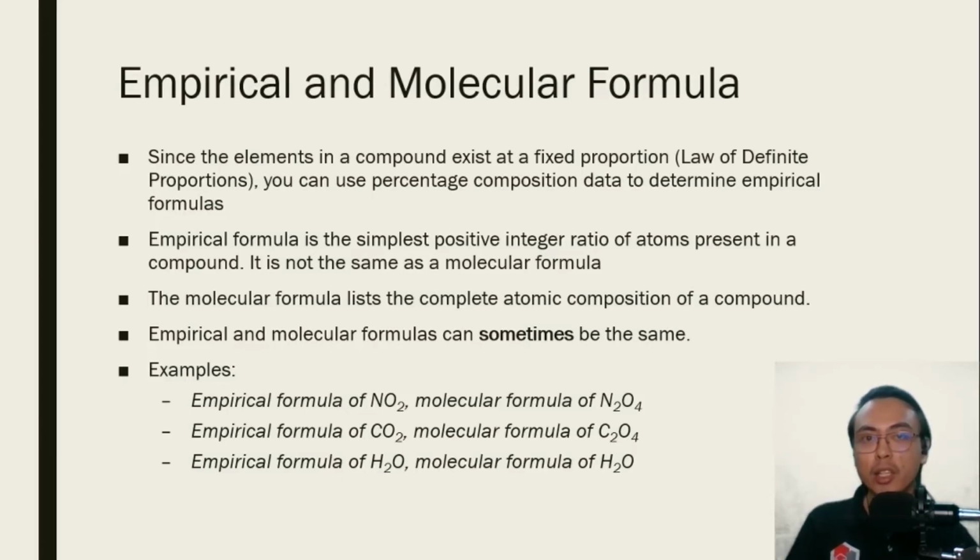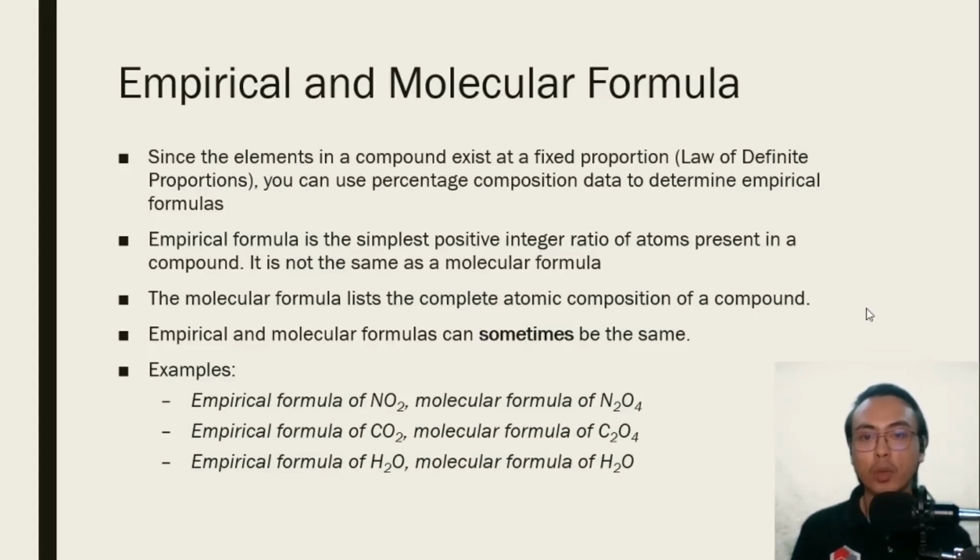In our previous slide, you are given the chemical formula and you are to solve for the percent composition. This time around, you will be given the percent composition and we will manipulate those numbers for us to determine the chemical formula. And chemical formulas come in two types, the empirical and the molecular. So what's the difference? The empirical formula is the simplest positive integer ratio of atoms present in a compound, and it's not the same as a molecular formula. So the empirical formula is a simpler version of the molecular formula. The molecular formula lists the complete atomic composition of a compound.